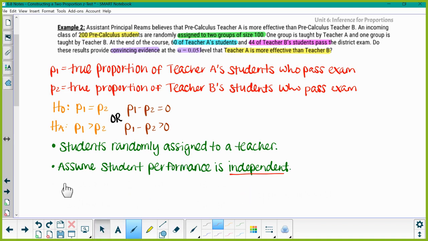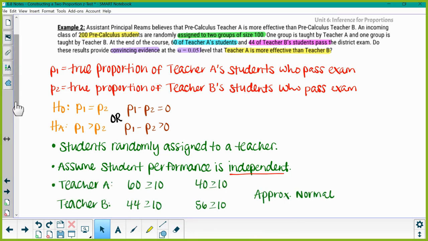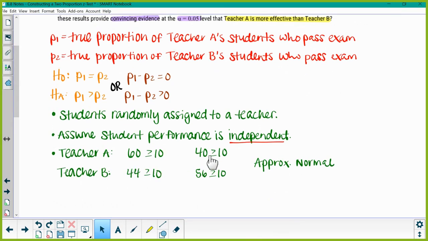So success-fail: I have teacher A, her success was 60, fail was 40. Both of those are bigger than 10. Teacher B, 44 and 56. Both of those are bigger than 10, so we can assume an approximately normal distribution. Naming the test, a two-proportion z-test.